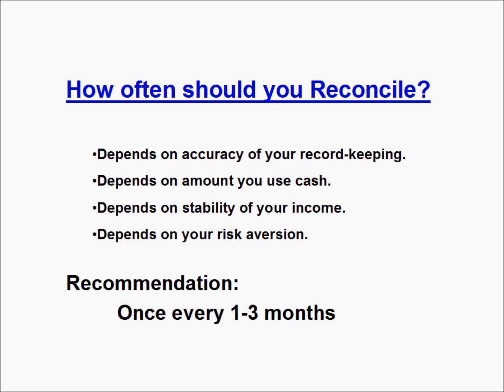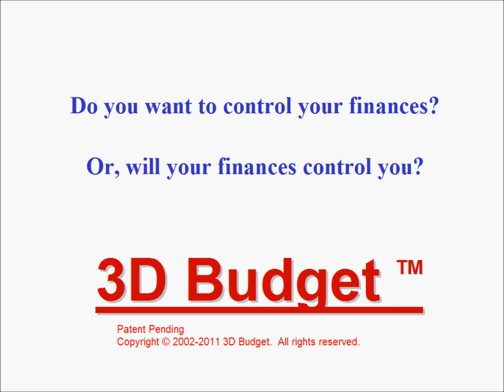The standard recommendation is to reconcile monthly or quarterly. Generally, if you reconcile once every 1 to 3 months, you will be safe. You should start out more frequently, monthly, and slowly decrease the frequency as you learn what level of free assets is best for you, and as you feel more comfortable with 3D Budget. Most importantly, make sure that you are reconciling on some frequency. Only 3D Budget gives you this capability.